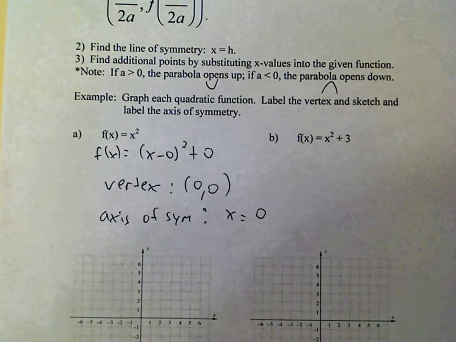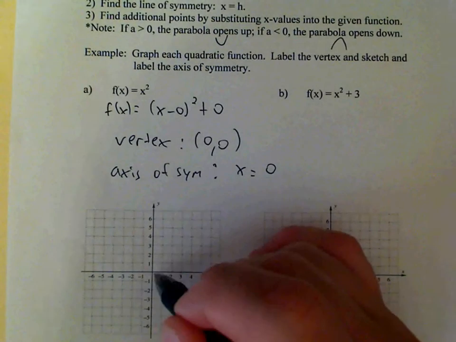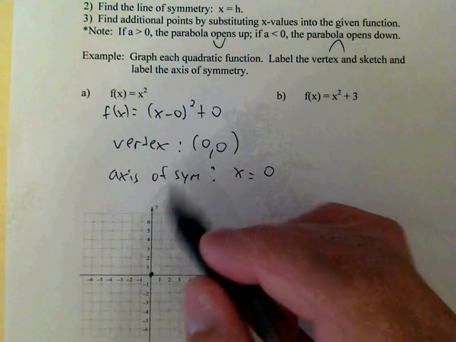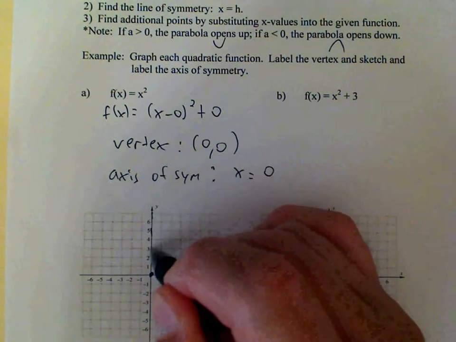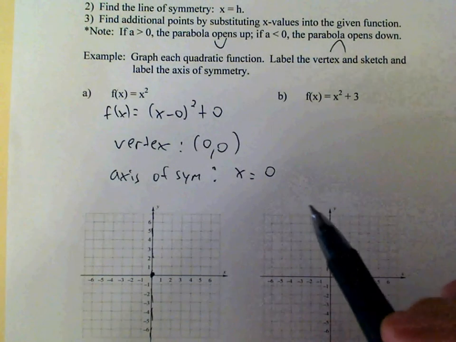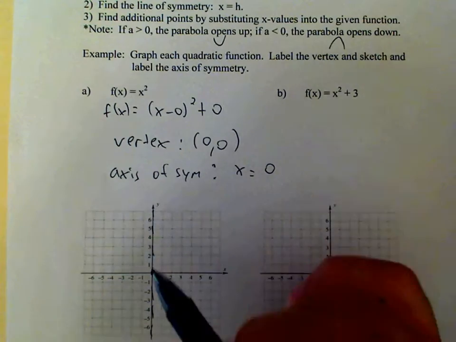And then, if you were to plot it, your vertex would be 0, 0. So that's right there at the origin. And the axis of symmetry is x equals 0, and that's just the y-axis. And by the way, in case you're wondering, x equals any number is always a vertical line. So if it's x equals 0, it's a vertical line that crosses at x equals 0. So that's what this is.